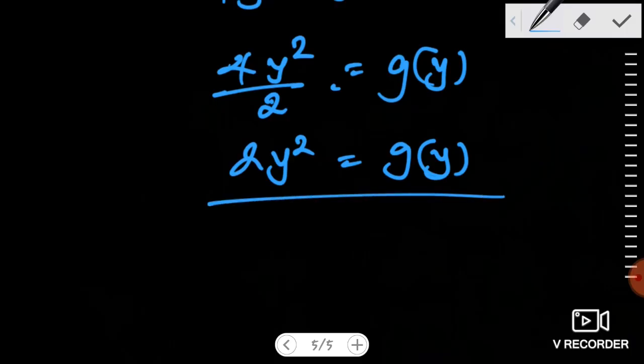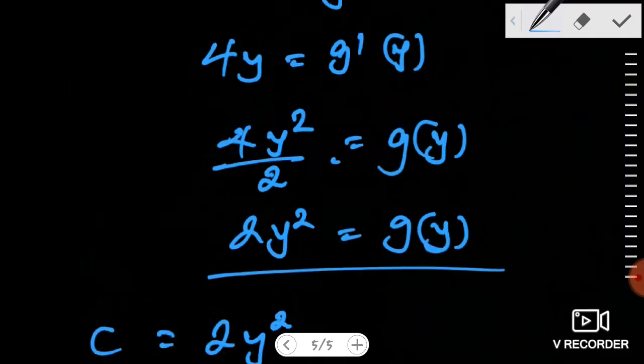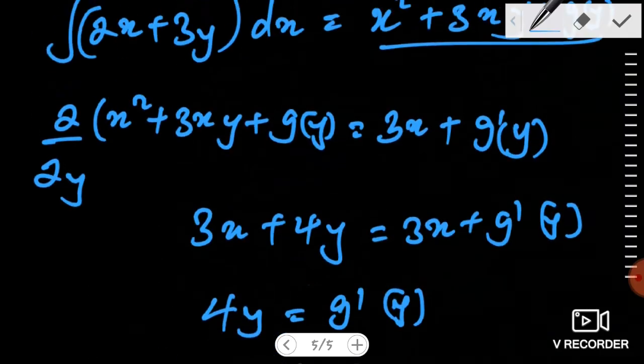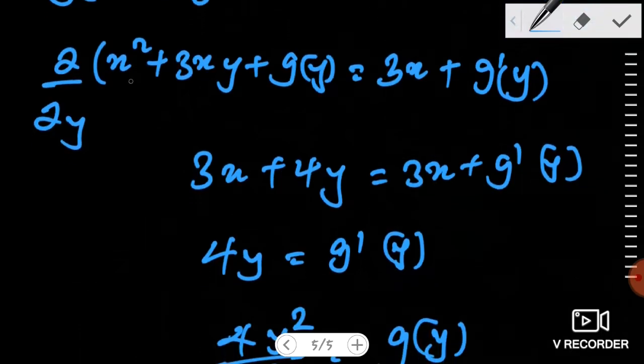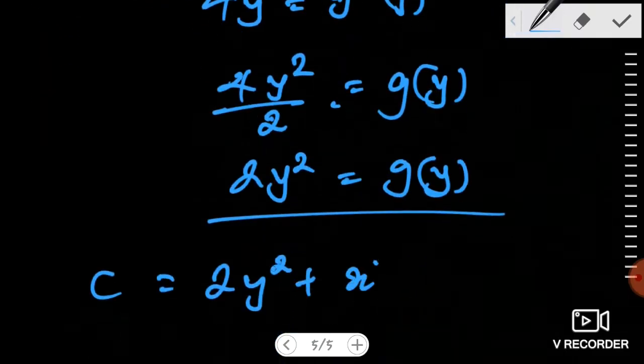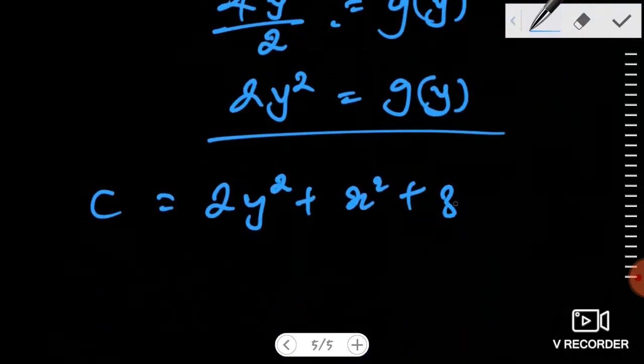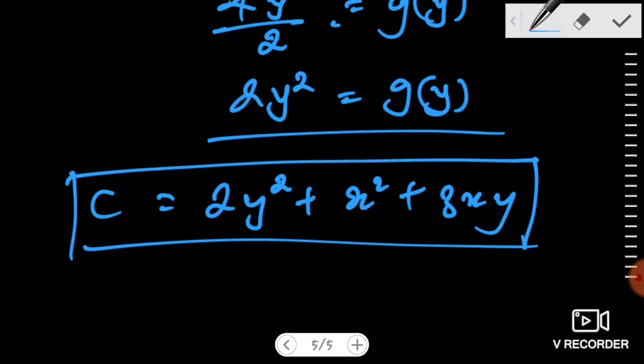Now, write down the general solution, which will include what we integrated initially plus our constant. Our constant is 2y squared. Then, what did we integrate initially? We integrated and got x squared plus 3xy plus g of y, right? So this is x squared plus 3xy plus 2y squared, right? So this is the general solution for such a problem.